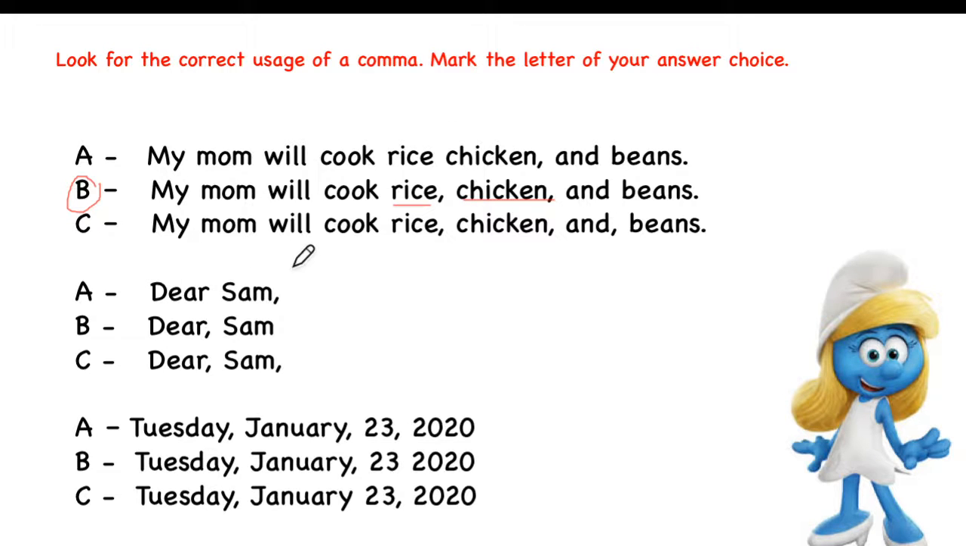Okay, dear Sam. Which greeting is correct? A, B, or C? Did you choose A? Correct. What about the date? Tuesday, January 23 or 23rd, 2020. Which one is correct? Read them through, see the commas. Did you choose? The correct one is C. Separate the day from the month, including the number, and the month from the year.